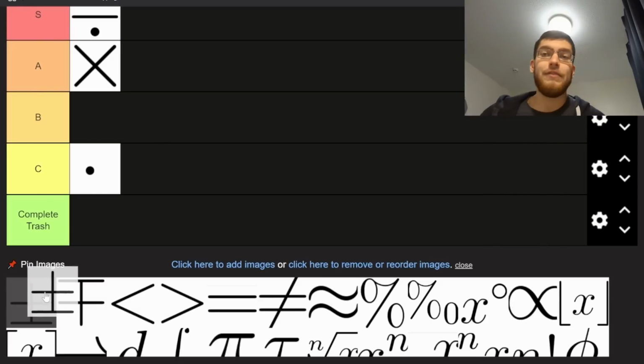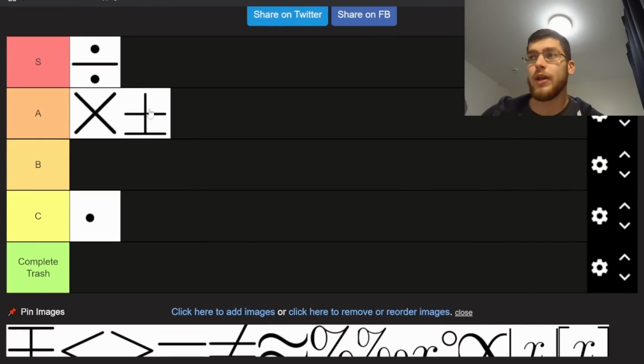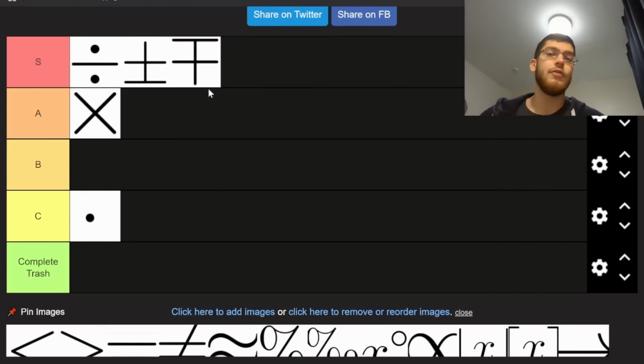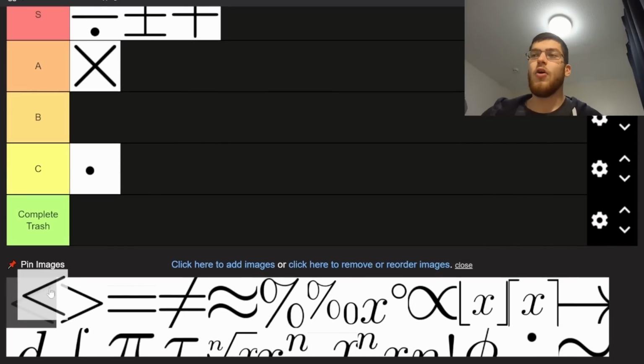Plus minus. If there's nothing wrong with this symbol, it's got to go in A tier. In fact, you know what? It's got to go in S tier. Same with minus plus, okay? You've got plus minus, which goes one way. The inverse of that is minus plus. Makes so much sense.